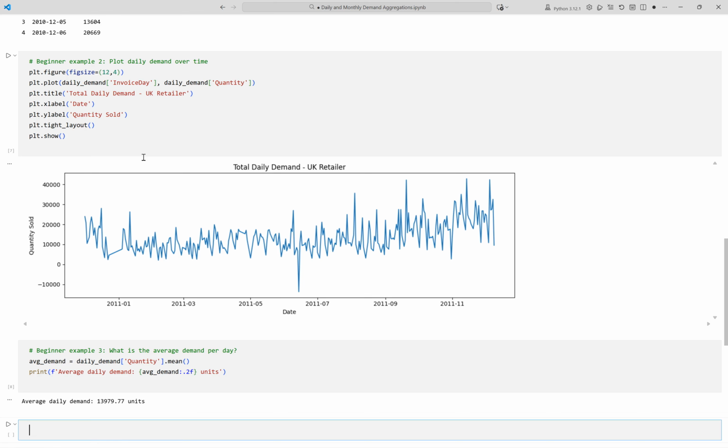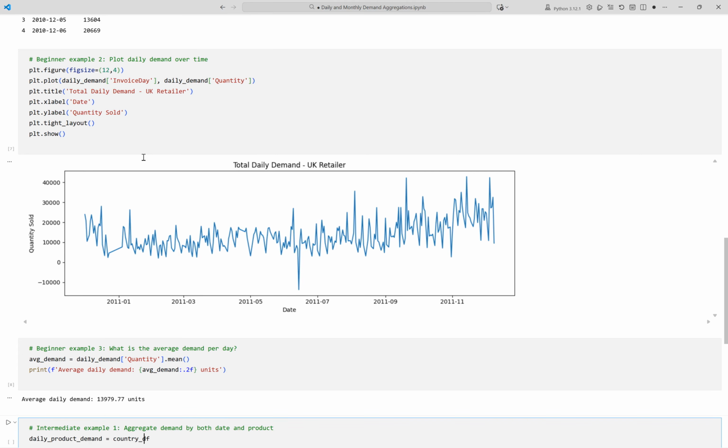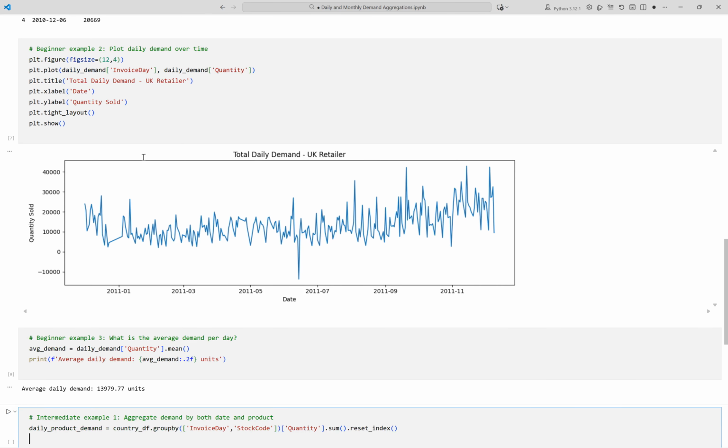We move from sum across all products to a product-level aggregation. We group by both invoice day and stock code. Now we measure how much of each product is sold each day. We print the top few rows.